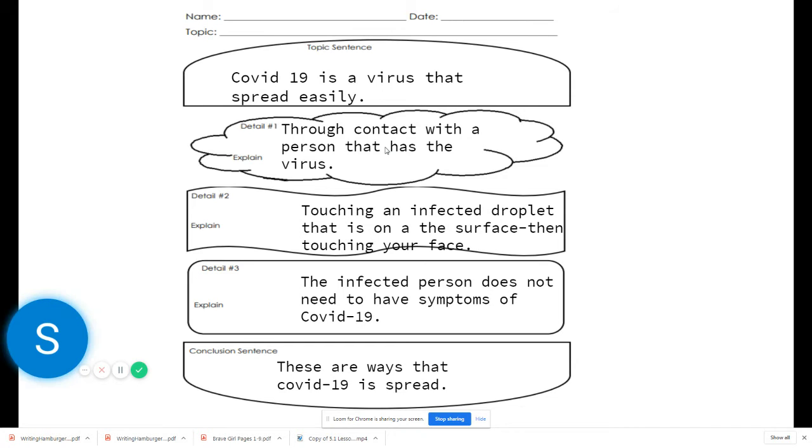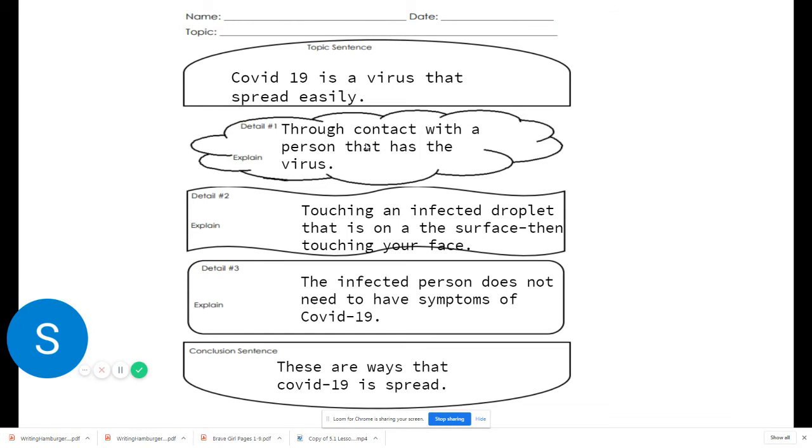So if you touch a droplet, and I would have to explain that when I draft, what I mean by that. But I mean, like if you cough and a person's saliva gets on someone else and they touch their face with the infected saliva, you can get it too, right? But I have to explain that. I'm not explaining that here. This is just an outline. The third detail is the infected person does not need to have symptoms of COVID-19. That is another fact. And again, I would have to give a quick explanation as to why that shows that the virus spreads easily.